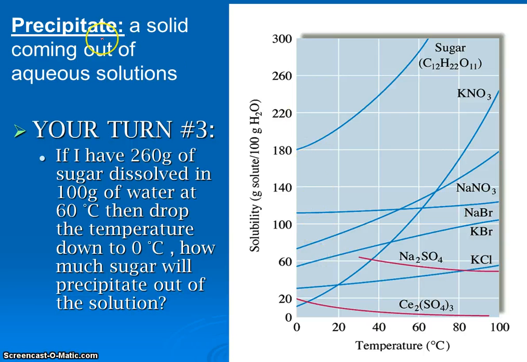Now, a term that we saw in relation to double replacement reactions is precipitate, and it still means a solid coming out of aqueous solutions. So with that terminology then, take a look at your turn number 3, see if you can figure out how to interpret your graph.